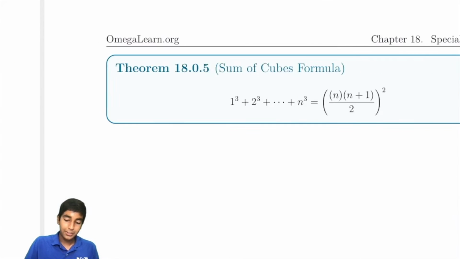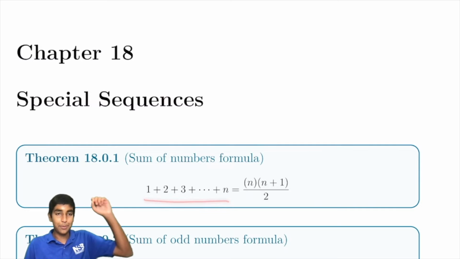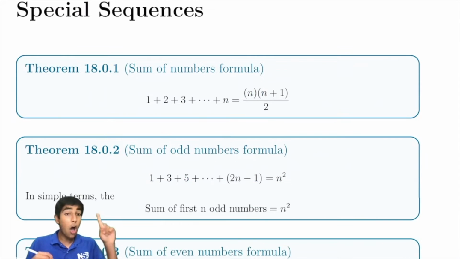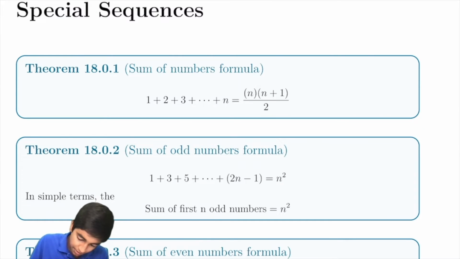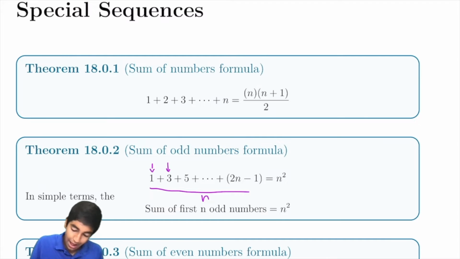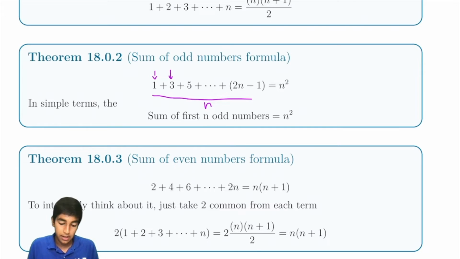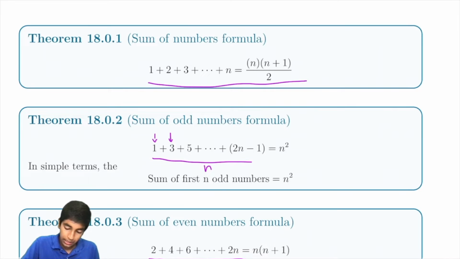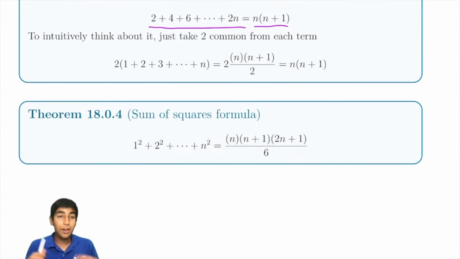The sum of numbers from 1 to n is n times n plus 1 divided by 2. The sum of odd numbers is n squared, because we can pair the terms up and we end up with the average term being n, and there are n of these terms. So n squared is the sum. That's something that's very useful to memorize. The sum of even numbers is just twice this sum, so you can think of it as just n times n plus 1.